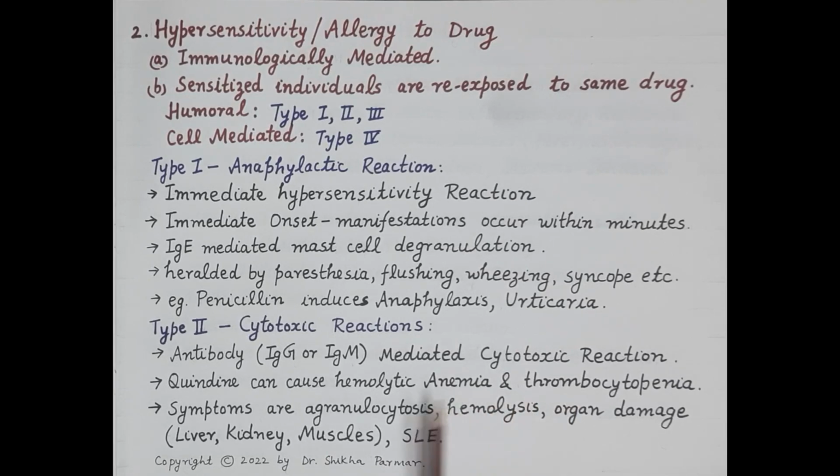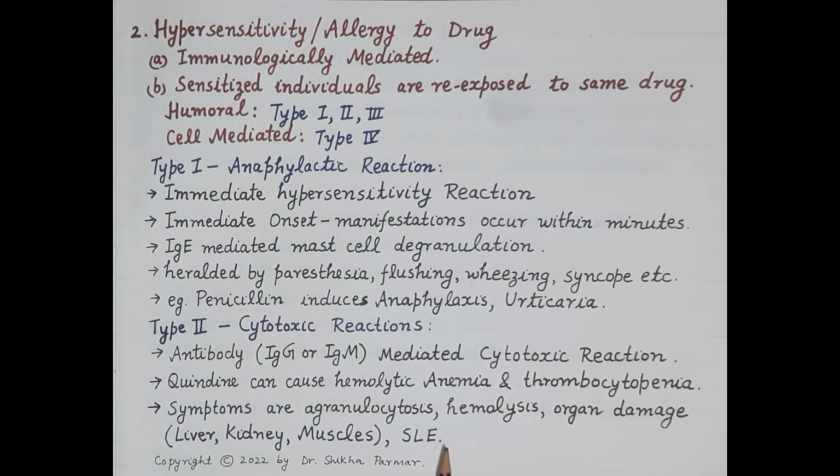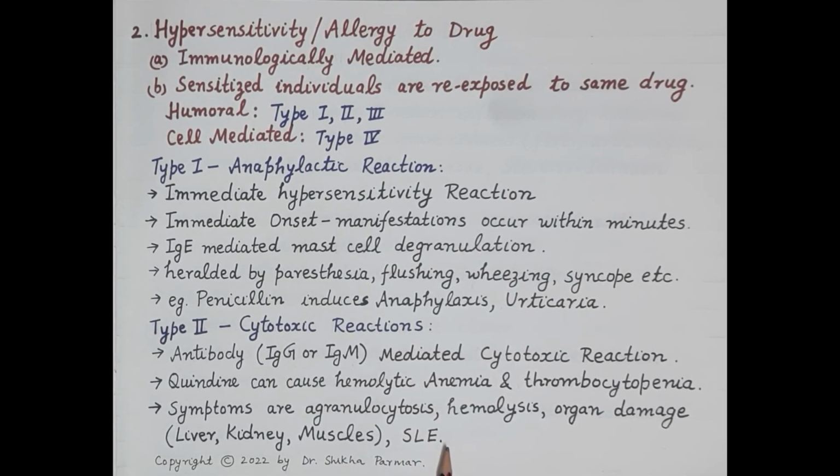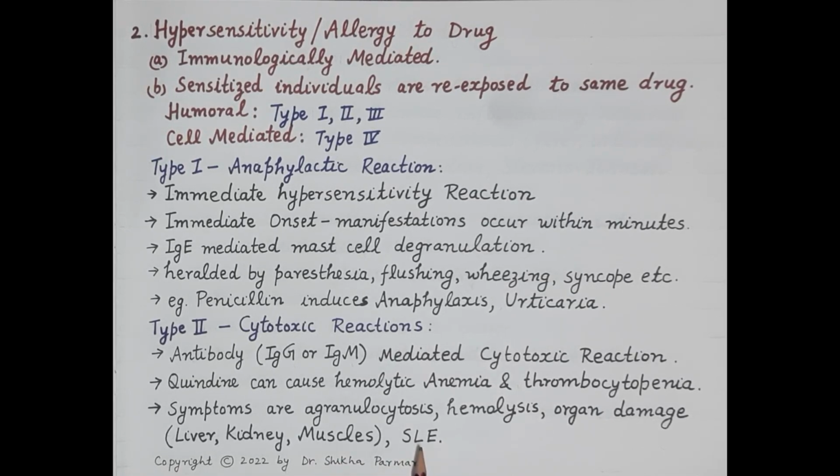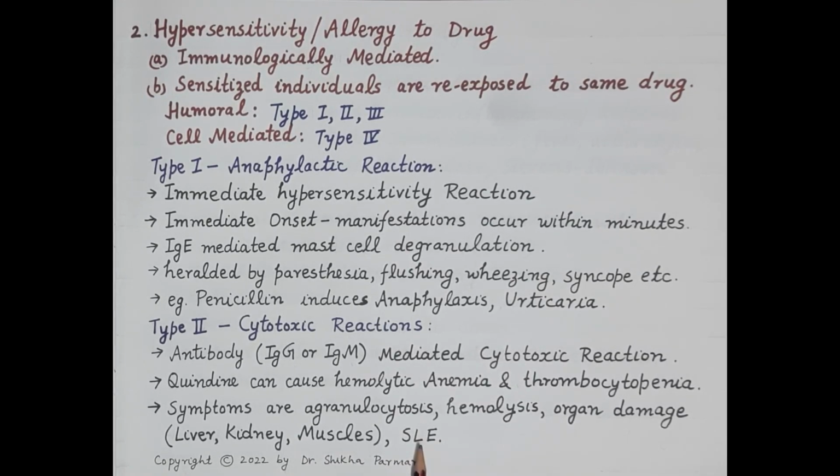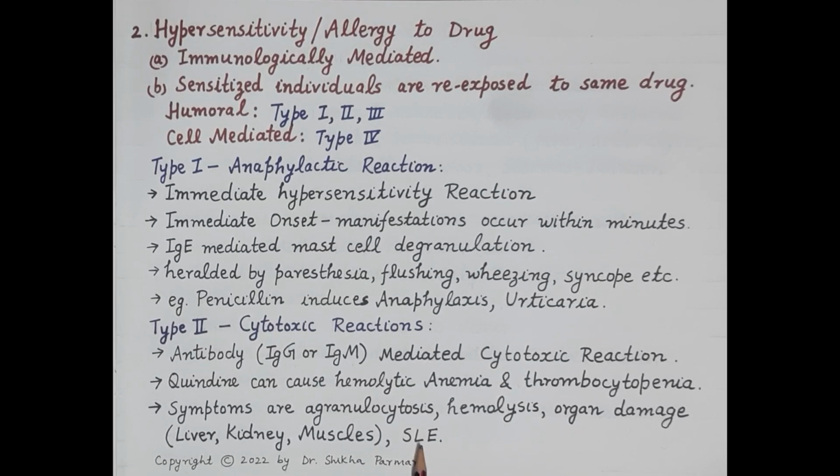Now, some of the most important symptoms of cytotoxic reactions are agranulocytosis, then hemolysis, organ damage. Organ damage is mediated by the rupture of cells in organs like liver, kidney, muscles. Another symptom of these cytotoxic reactions is systemic lupus erythematosus. Now, in systemic lupus erythematosus, inflammatory response or allergy or cytotoxic reaction causes injury to the cells of joints, skin, kidneys, brain, heart, lungs, etc.